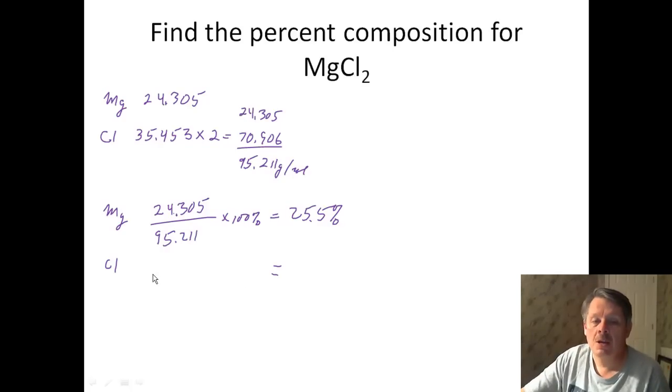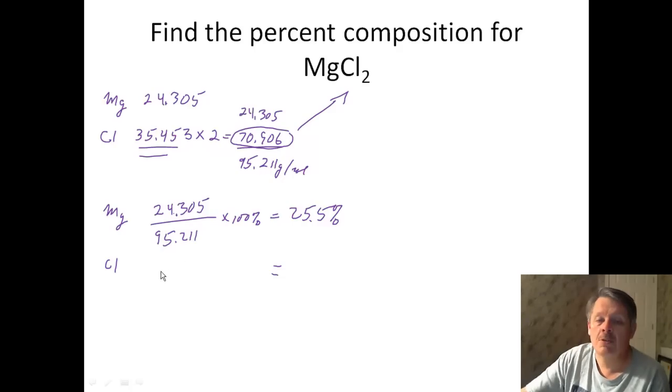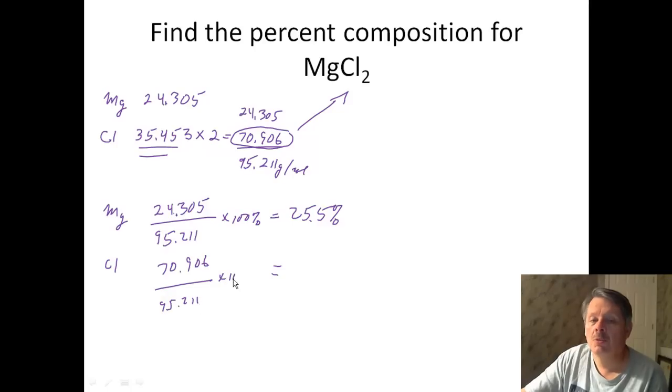So I take how much chlorine I have. Be careful. You don't want to use the molar mass of chlorine. You want to use the mass that you actually have as part of this molecule, and because there are two chlorines in here, it's going to be 70.906. So it's 70.906 divided by 95.211 and multiply by 100%. And in fact, I do get 74.5%. And these two add up to 100%.